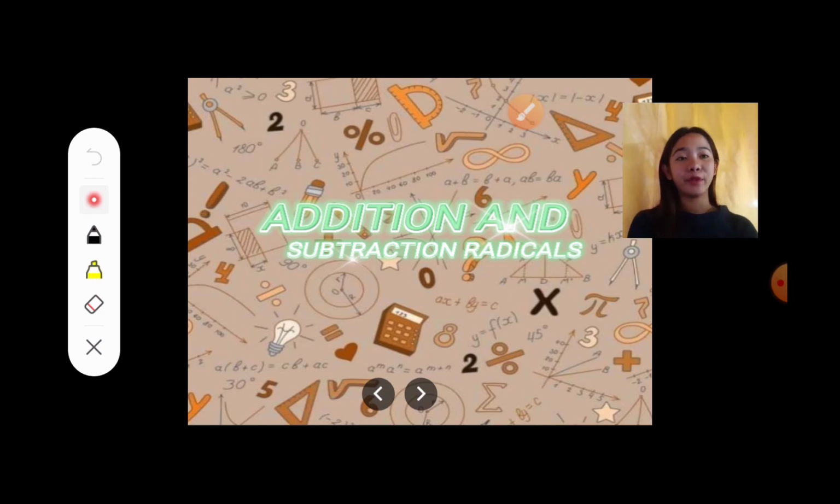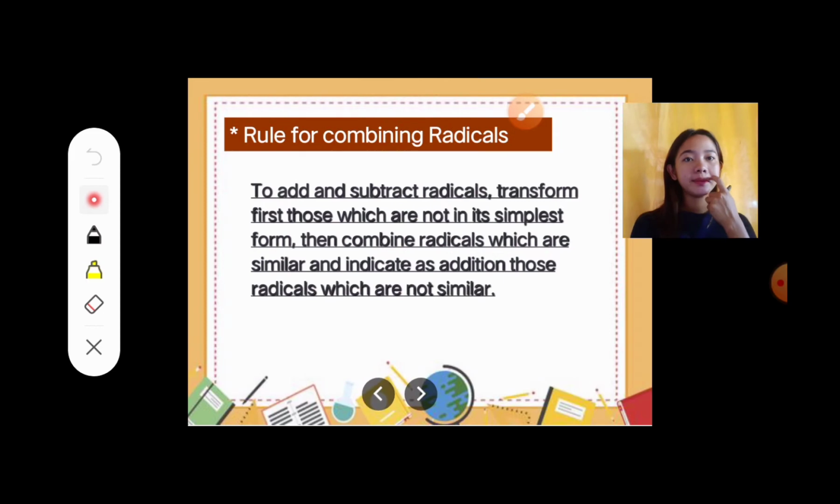So our topic for today is addition and subtraction of radicals. Rule for combining radicals: to add and subtract radicals, first transform those which are not in their simplest form, then combine radicals which are similar and indicate as addition those radicals which are not similar.